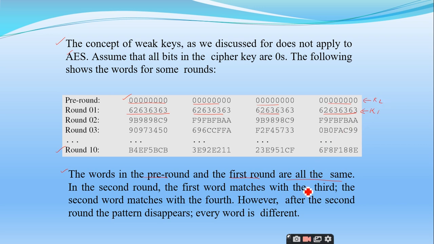Here if you observe, the first word matches with the third word and the second word matches with the fourth word. However, after the second round the pattern disappears. There is no sequence of patterns that appears equally. Every word is different from every other word. So this is the strength of AES.